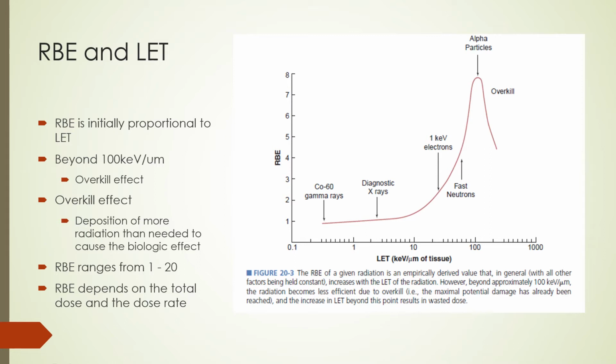Beyond approximately 100 keV per micrometer in tissue, the RBE decreases with increasing LET because of the overkill effect. Overkill or wasted dose refers to the deposition of radiation energy in excess of that necessary to produce the maximum biologic effect. While on this graph RBE peaks at about 8, RBE can range from 1 to more than 20. RBE also depends on the total dose and the dose rate.